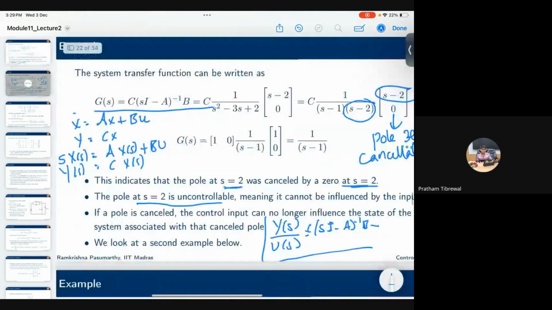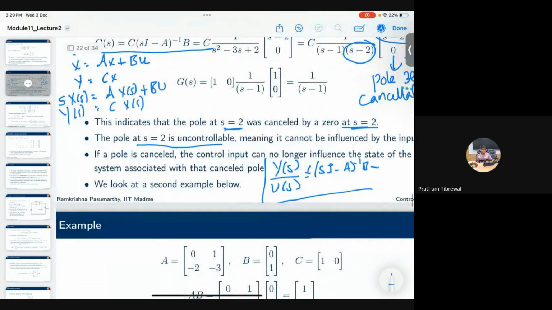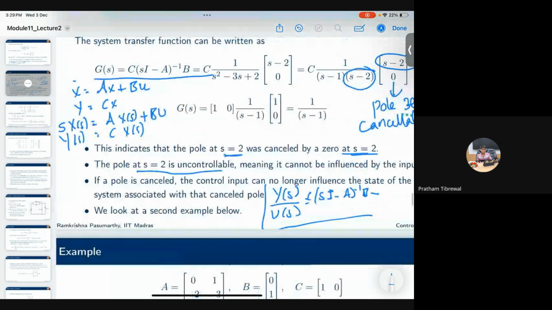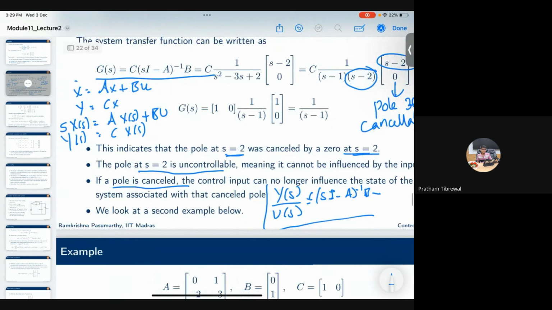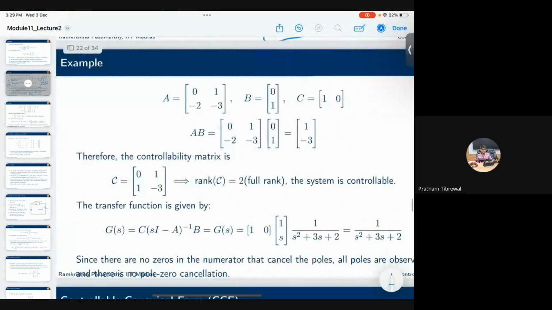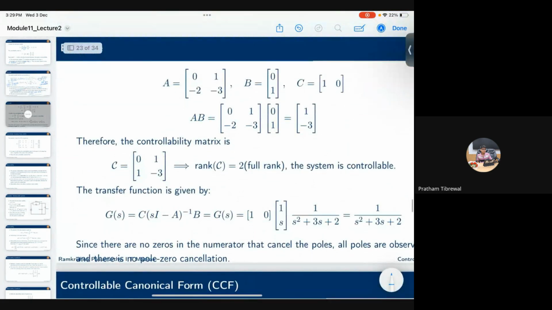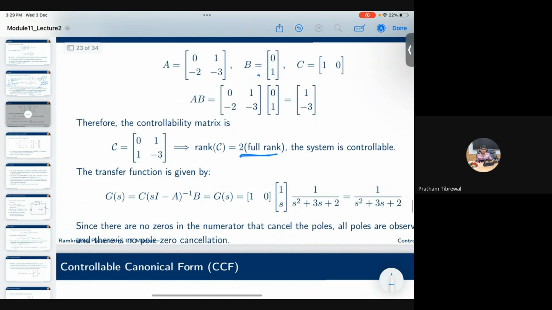Whenever the system is not fully controllable, what we see is that there is a pole zero cancellation, so the control input can no longer influence the state of the system associated with that particular cancelled pole. Here I look at another system with a certain A, B, and C. I compute the rank of the controllability matrix. It's full rank, and also you see that there are no pole zero cancellations here.